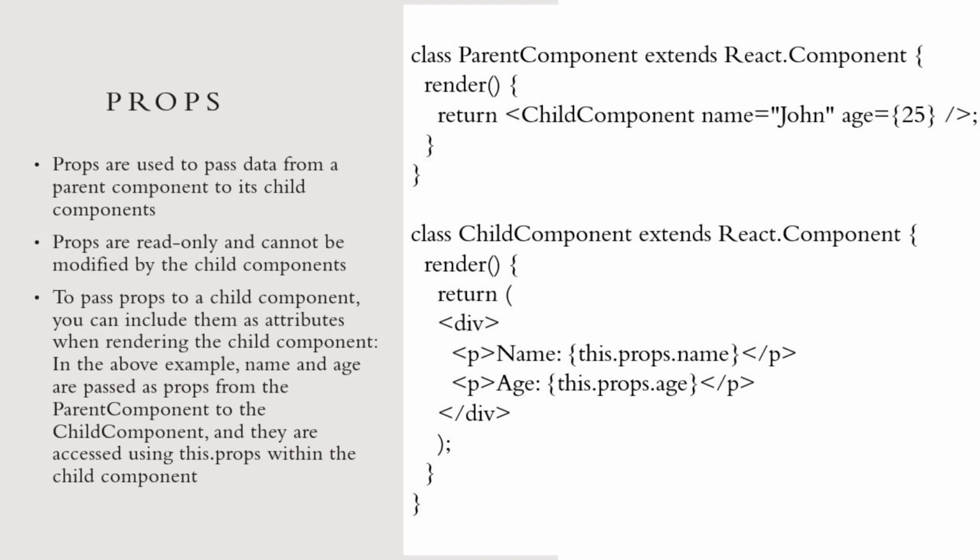Code snippet. class ParentComponent extends React.Component, render() { return <ChildComponent name="John" age={25} /> }. class ChildComponent extends React.Component, render() { return <div><p>{this.props.name}</p><p>{this.props.age}</p></div> }. In the above example, name and age are passed as props from the parent component to the child component, and they are accessed using this.props within the child component.